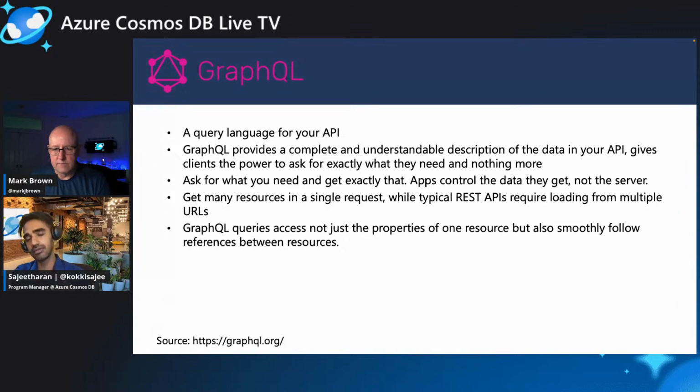So the developer takes control of the data that he needs. Apps using GraphQL are usually fast because they control the data they get, and not the server which controls the data. And also the number of requests is typically reduced when you make GraphQL requests.